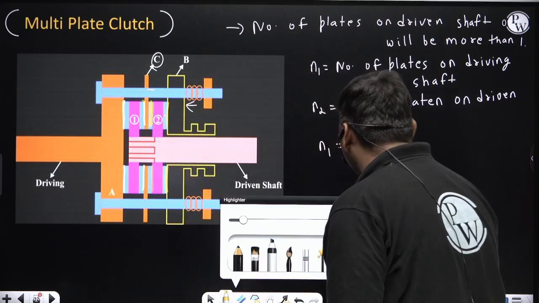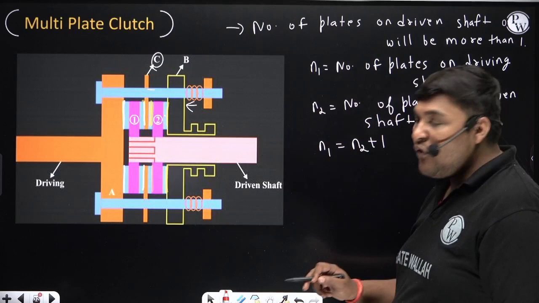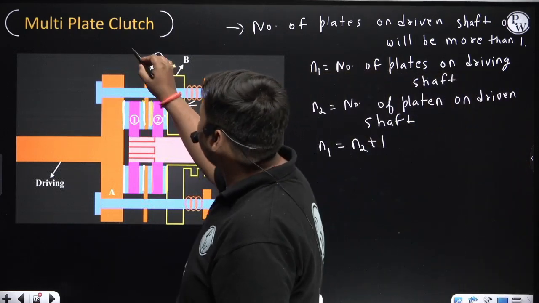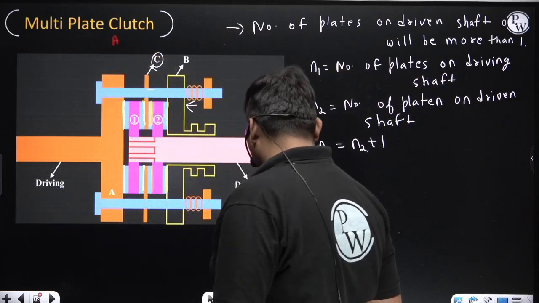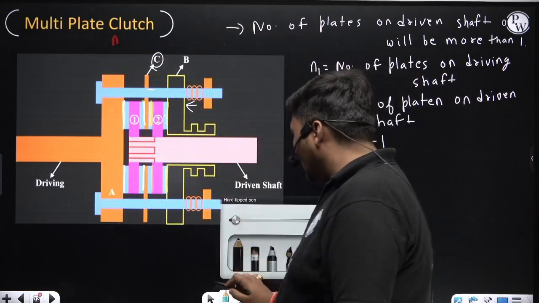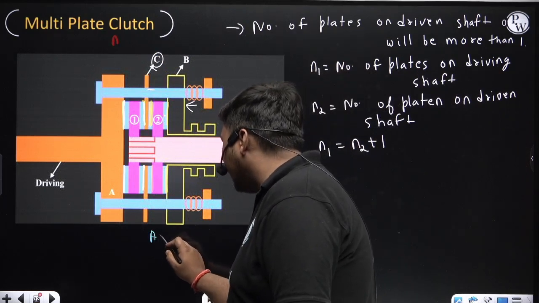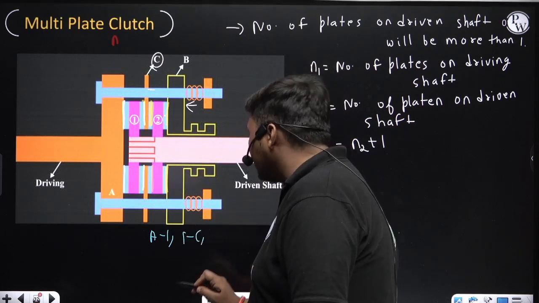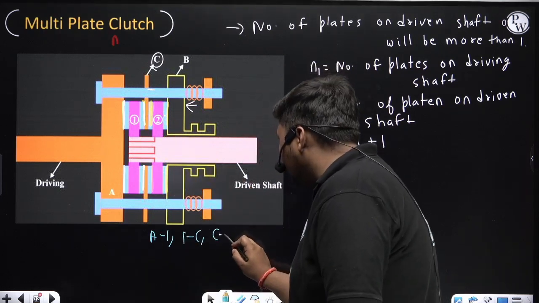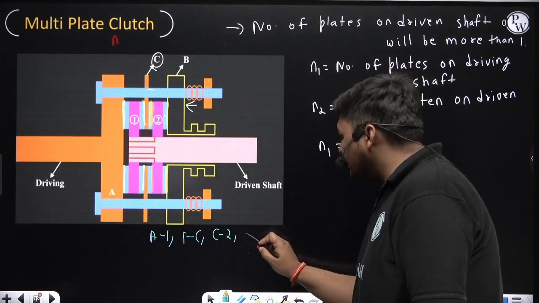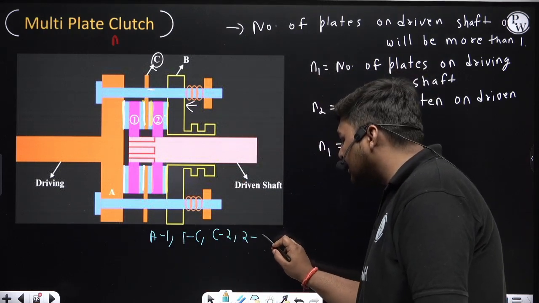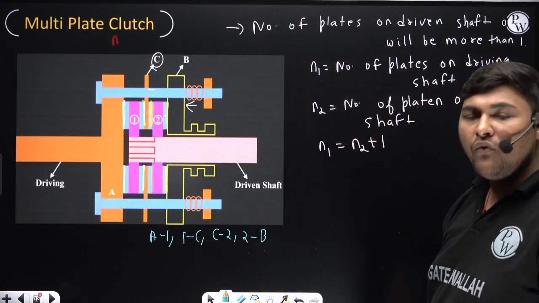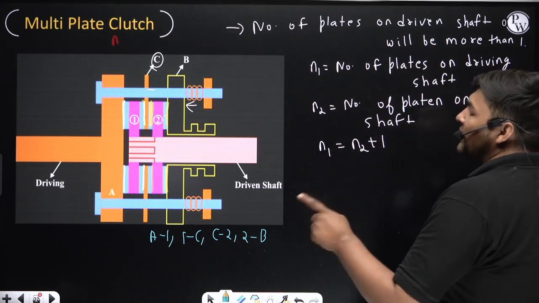How many pairs of contacting surfaces are coming here? 4. I'm writing here: number of pairs of contacting surfaces. One contacting surface is between plate A and plate 1. Another is between plate 1 and plate C. Another is between plate C and plate 2. And another pair of contact surfaces is between plate 2 and plate B. How many pairs of contacting surfaces? 4.